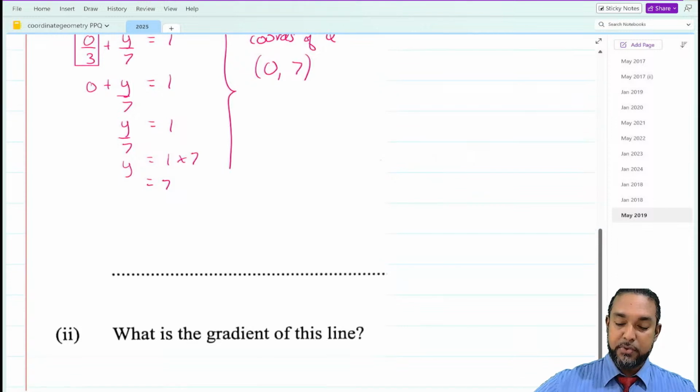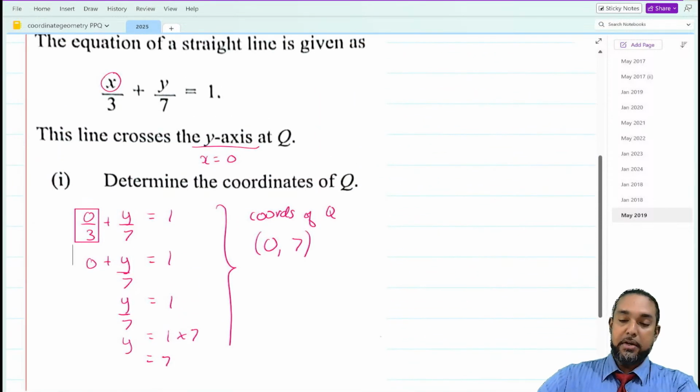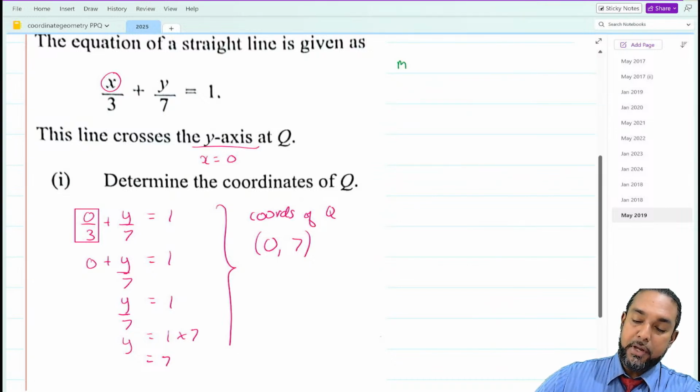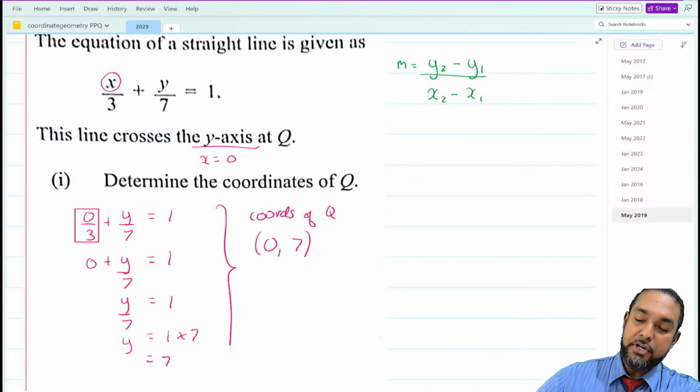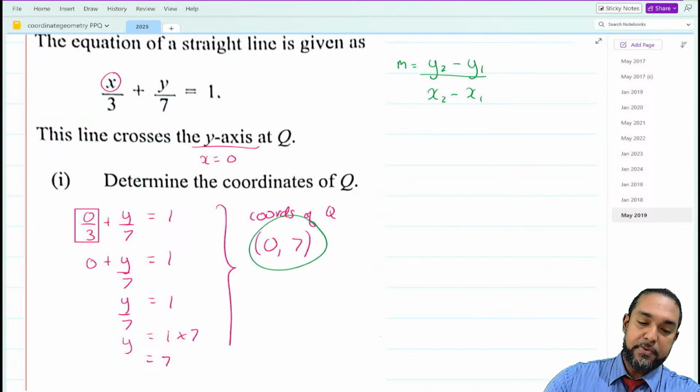Now the next thing they want is what is the gradient of the line? As we know, for gradients we have a couple of ways to do it. So one way, the conventional way, is the formula. M, the gradient, is equal to the change in y divided by the change in x. So we need 2 points. We need 2 sets of coordinates. Now we have one set so far.